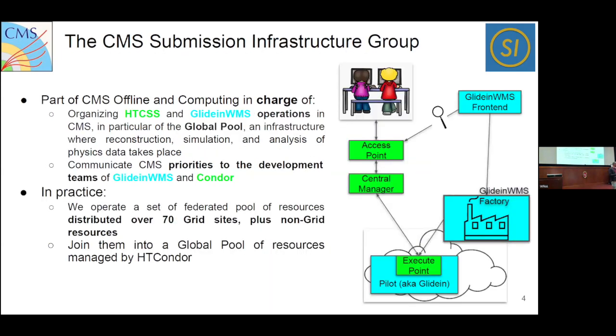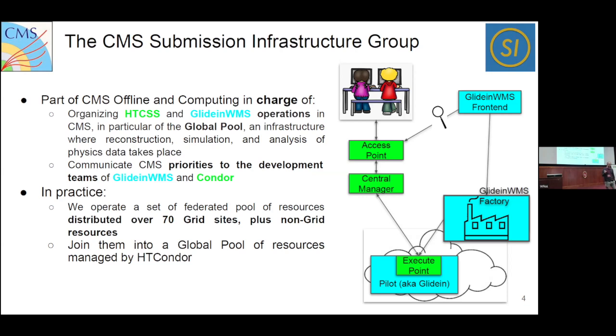And in CMS, the group that takes care of managing these resources is the Submission Infrastructure group. We do that by operating instances of GlideinWMS and Condor. In particular, we have the global pool where all the WLCG resources converge. We also have regular meetings with the development team of GlideinWMS and Condor, where we communicate our priorities. In practice, we operate a federated pool of 70 plus grid sites, plus non-grid sites, using GlideinWMS and Condor.